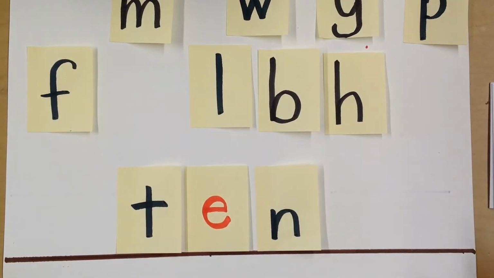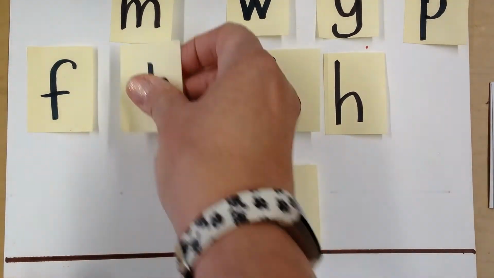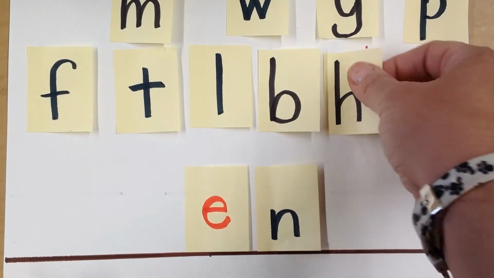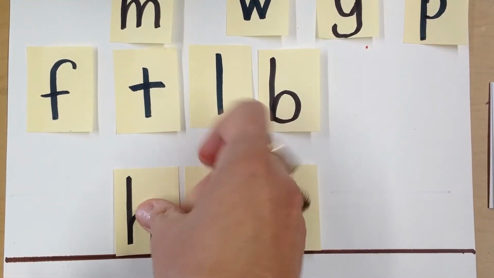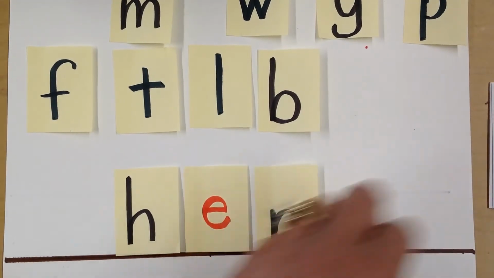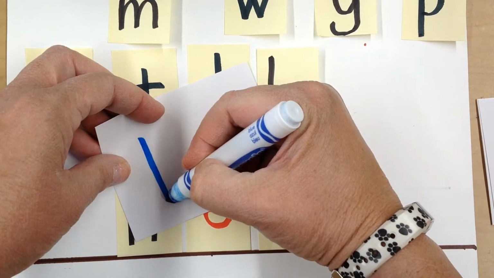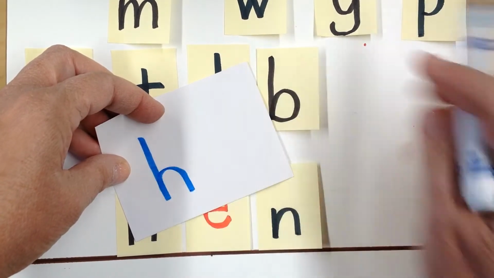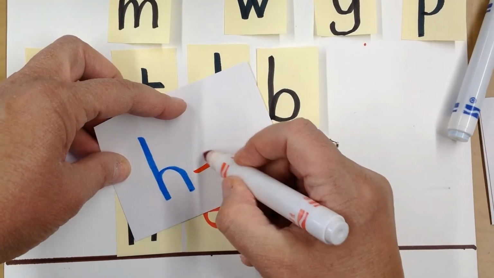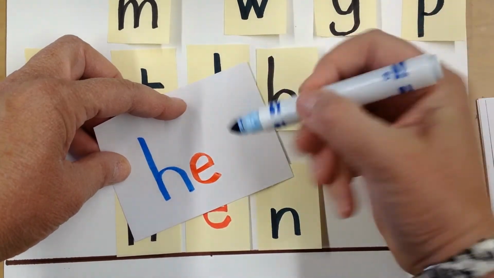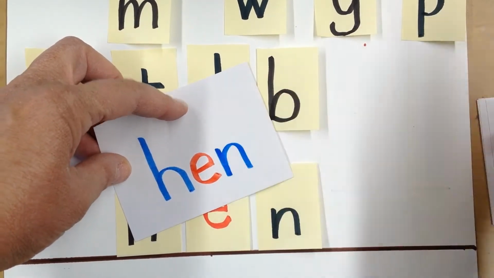Ten. All right, the next word we're going to try is the word hen. Hen. I hear that sound here, which is the letter H. So that is the word hen. I'm going to write that down. Make sure when you make your H, it's long, like the number 1, and then a short hill. The E we're going to keep in red, and the N. Hen.